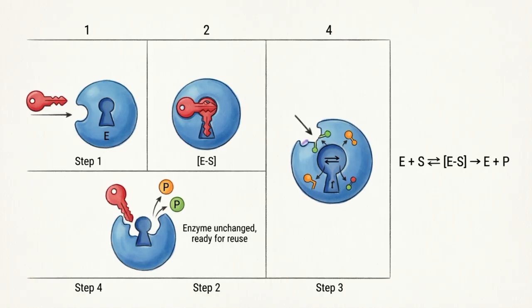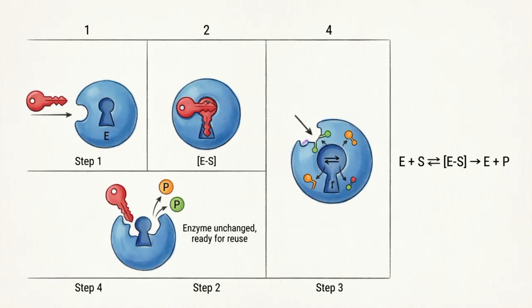Step 3. Now look at the large panel. On the right, this is where the chemical reaction occurs. The enzyme, still in blue, now shows the actual catalytic process. See these small colored molecules? We have green circles, orange circles, and purple shapes. These represent the chemical bonds being broken and formed. The double-headed black arrow in the center shows that the reaction is occurring. The substrate is being converted into products. On the right side, we have the chemical equation. E plus S forms a reversible enzyme-substrate complex, which then proceeds to form enzyme plus product.